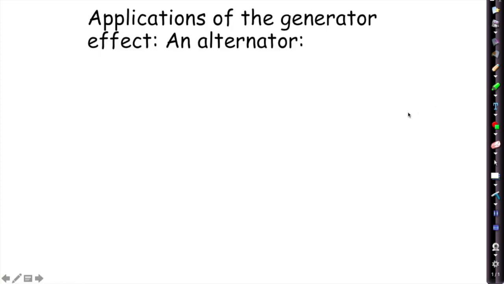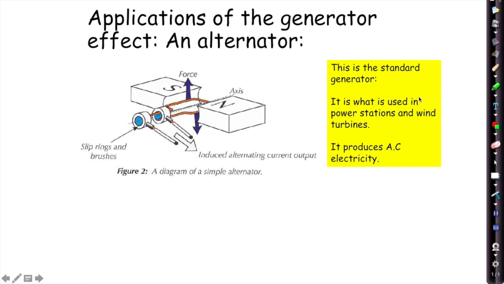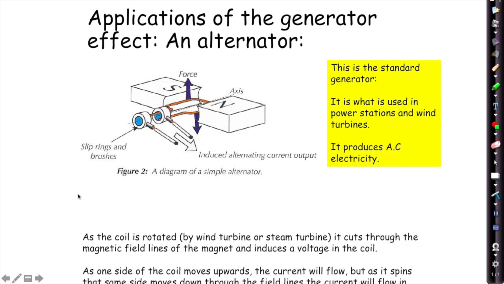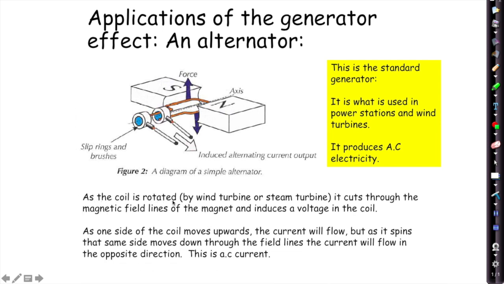Okay. So applications of the generator effect. So these generators that we can make then. An alternator. An alternator is the standard generator that's used in power stations and wind turbines. So this is what will be attached to the blades of a wind turbine in one of those tall towers. It produces AC electricity. So as the coil is rotated by a wind turbine or a steam turbine, it cuts through the magnetic field lines of the magnet, which will be moving north to south.